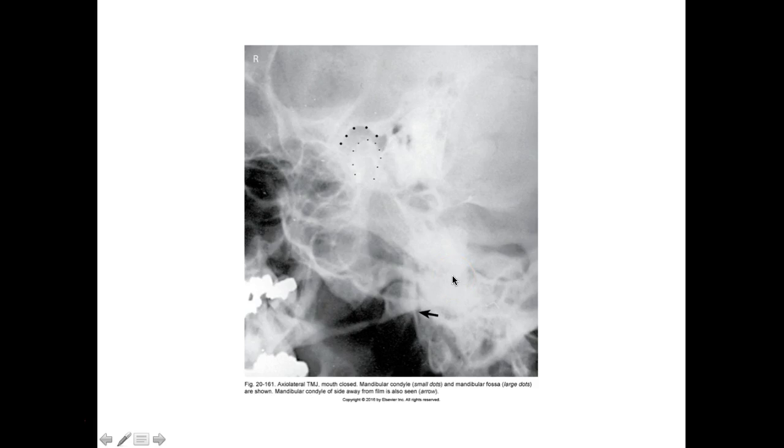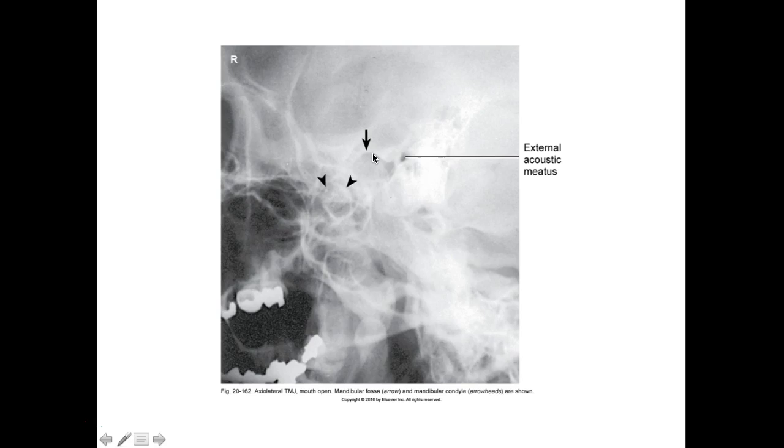All right, and you can see here the small dots. What's the big arrow? Oh, on the side away from is also seen. So here you can see this is the side furthest away. This is the one closest. And you can see it open here. So here's your fossa and it's way up here.